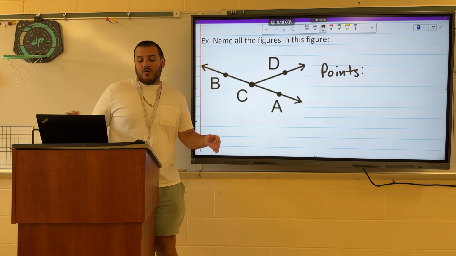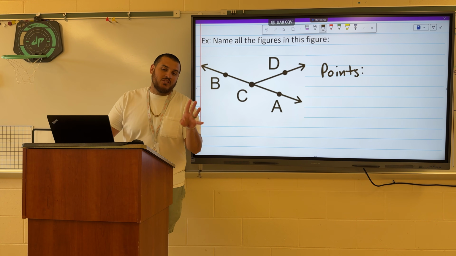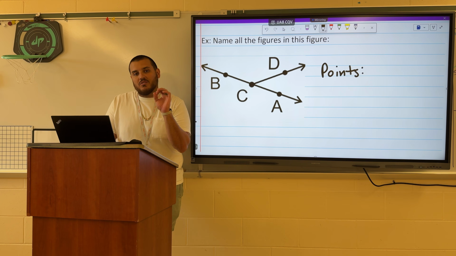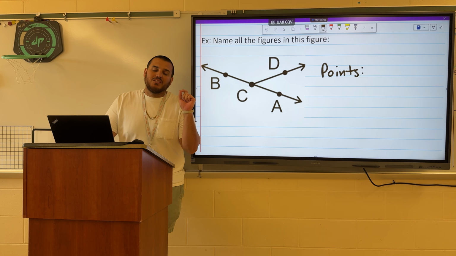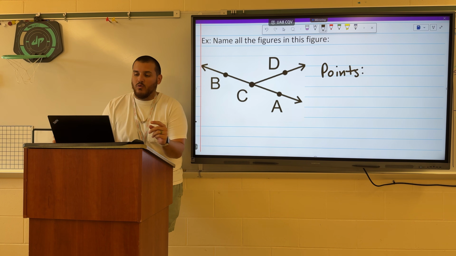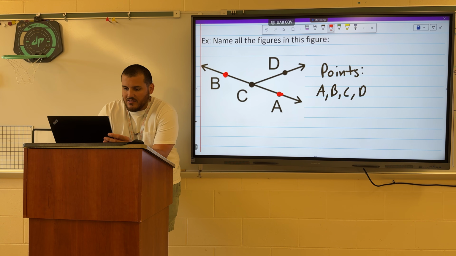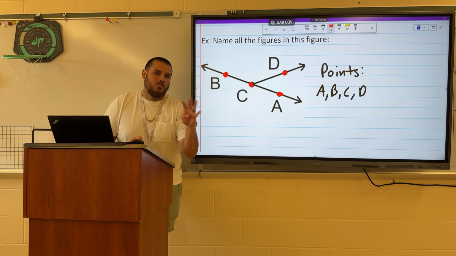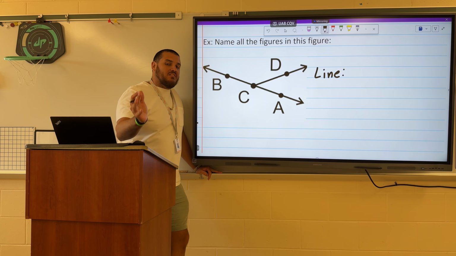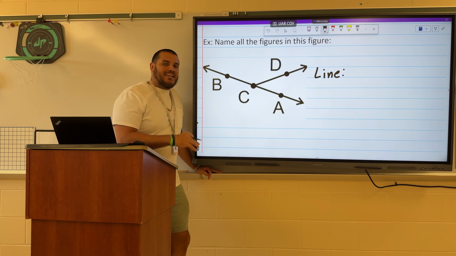Okay, let's see if you got them all. In this figure are 4 points. Remember, points are just locations. They're always represented by dots, and we always label them with capital letters, and we have 4 of those here. There's a point A, a point B, a point C, and a point D. Again, A's there, B's there, C's there, D is there. 4 points.